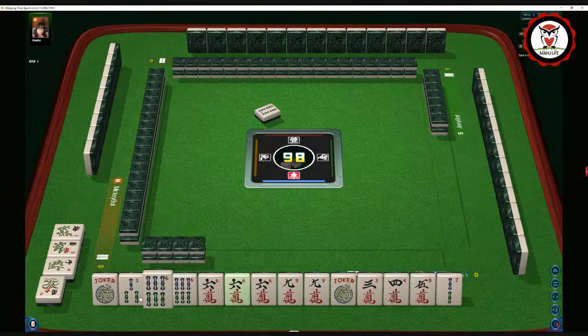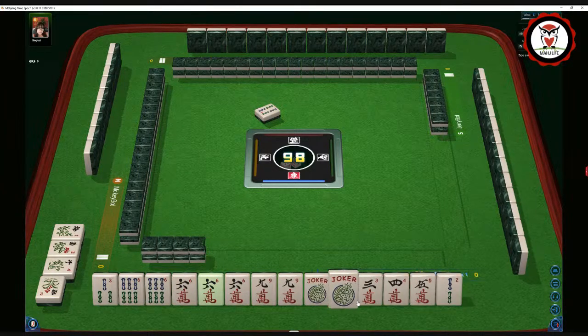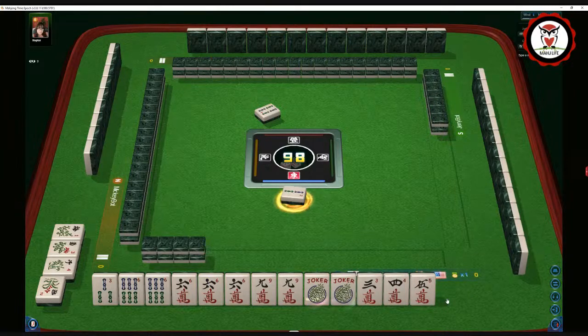Nope, we're not quite set. We need a 6 bam in here still. So not quite. We still need another good pick. Let's throw the 2 bam. 2 bamboos. So we've had 2 discards so far.